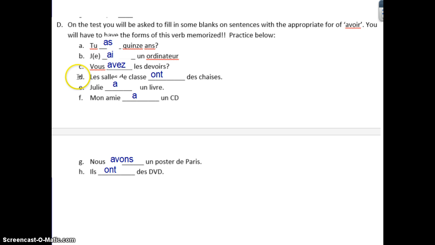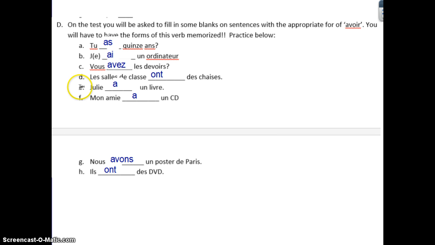Letter D tends to mix people up, and be careful because there is one like this on your test. Les salles de classe are the classrooms. It is salle with an S, so it's classrooms. So if you think about it in English, instead of saying that the classrooms have some chairs, you could say they have some chairs. In French, ils and elles is the word for they, so the ils and elles form of avoir is ont. So les salles de classe ont des chaises is the classrooms have some chairs.